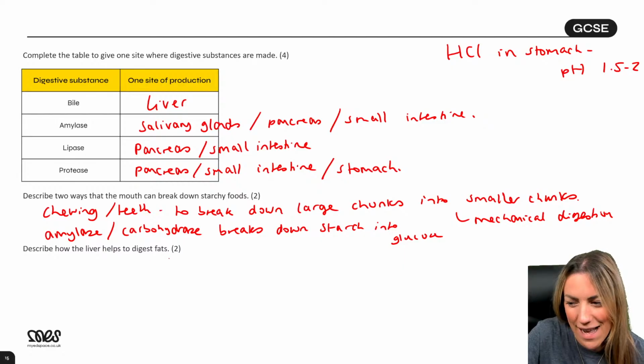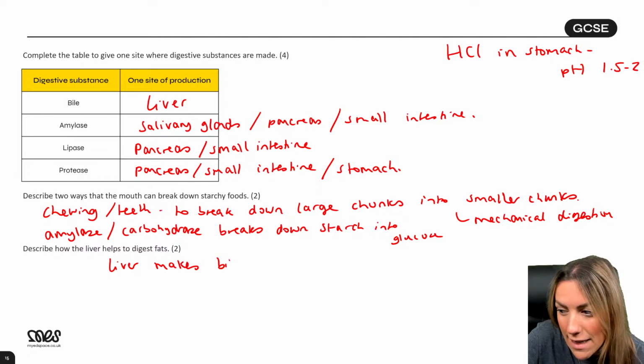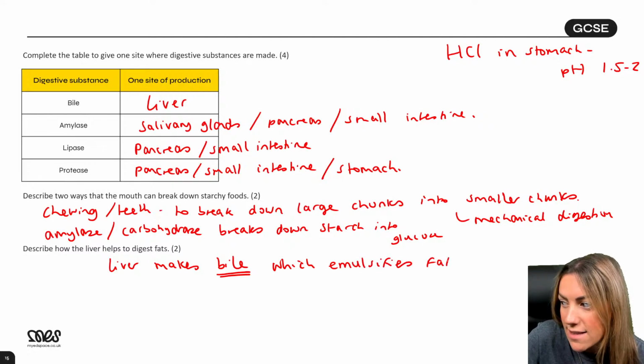Right, how does the liver help digest fats? Now, we mentioned this before, but let's see if we can get a perfect answer. Mechanical digestion and chemical digestion. Yeah, you could for that one, because it didn't say explain. Okay, so the liver makes bile, which, and this is a key phrase we should be using, emulsifies fats or lipids. Now, what does that mean?